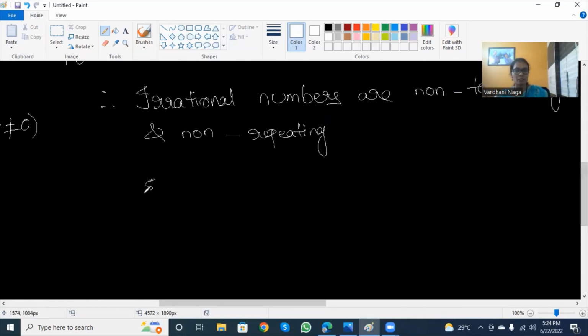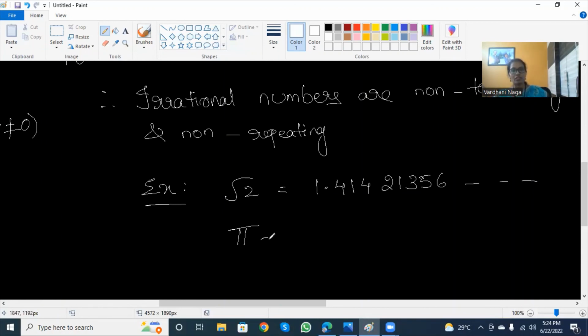Examples of irrational numbers are root 2. The value is 1.41421356, and so on. This root 2 is non-terminating. There is no end for these decimals. If you keep on doing division, you will keep on getting the quotient. So this is non-terminating.